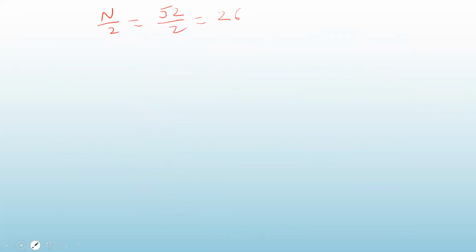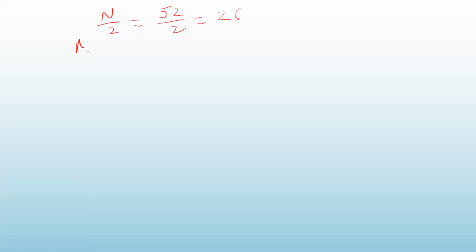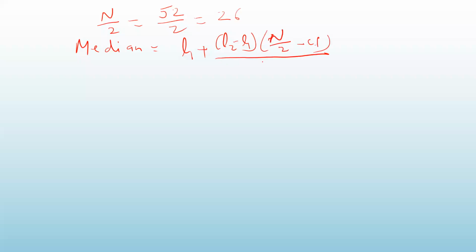Write out the formula. Median is equal to L1 plus L2 minus L1 into n by 2 minus CF, divided by F. Remember that this division is only up to here. So you have to first calculate this and then add it to L1.